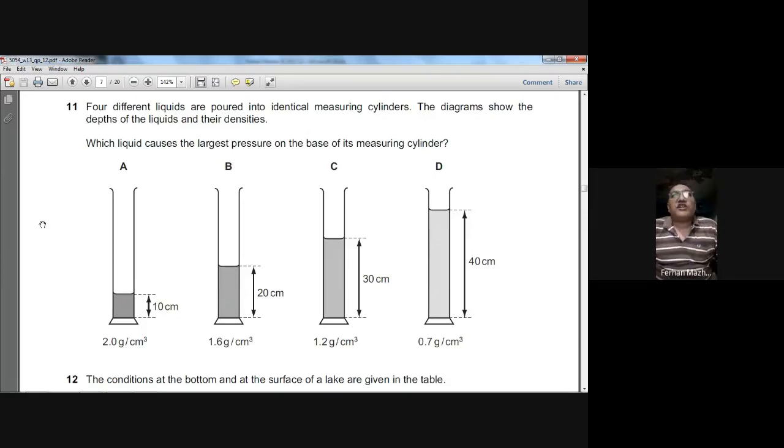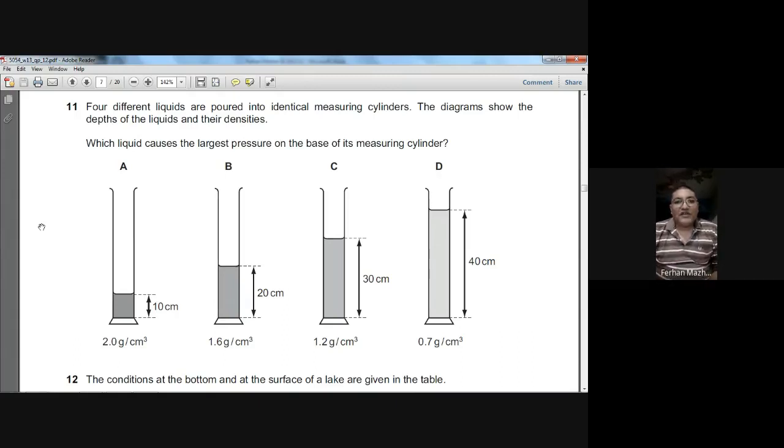4 different liquids are poured into identical measuring cylinders. The diagram shows the depth of liquids and their densities. Which liquid causes the largest pressure on the base of its measuring cylinder? You know, in each cylinder, we have a different liquid. Each liquid has its own density, which is given. And we also know the depth of the liquid. And we can find out the pressure of each liquid. The formula for finding the pressure of a liquid is rho g h.